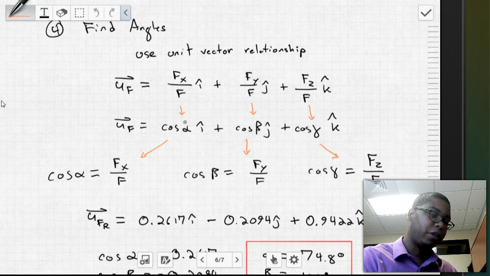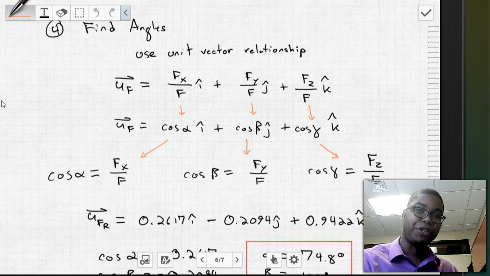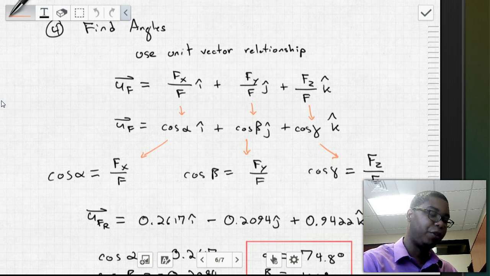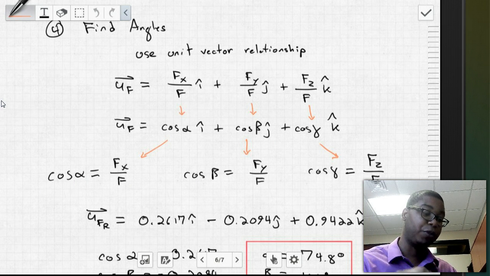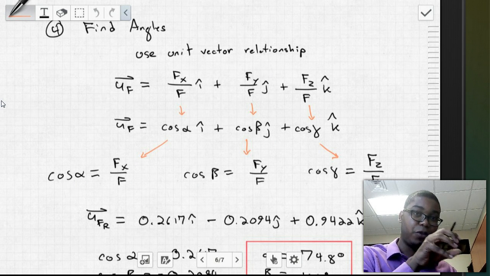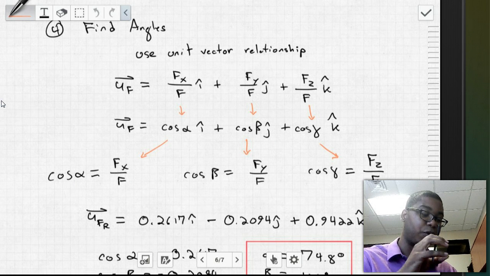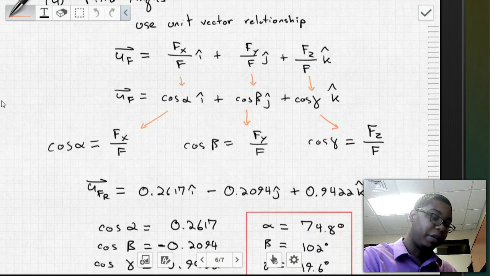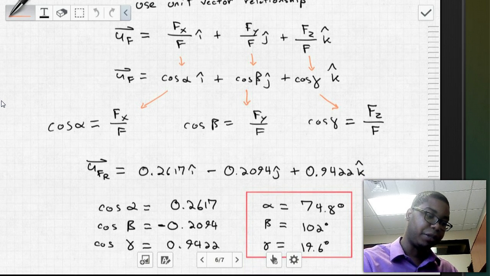And if we collect the like terms and make equivalent the like components from each part of this equation, we'll find that cosine alpha is equal to Fx over F, cosine beta is equal to Fy over F, and cosine gamma is equal to Fz over F, right? Well, we've calculated our F, the magnitude of the force resultant, and we know the components in the x, y, and z directions, those subcomponents of the force resultant. So let's go ahead and perform the calculation, right?